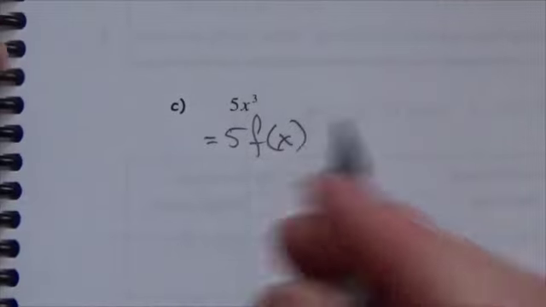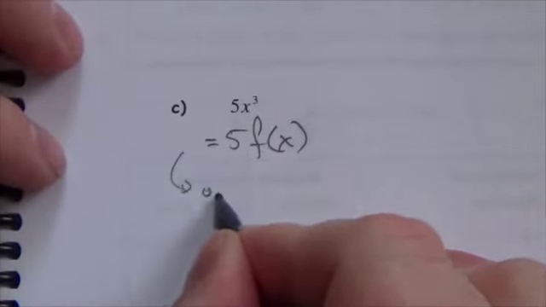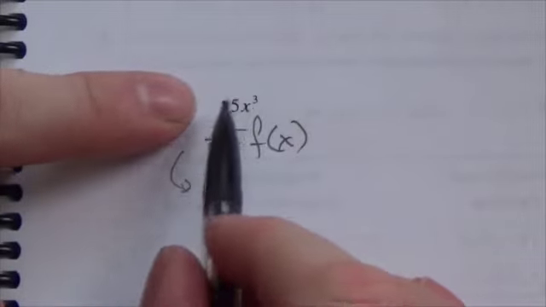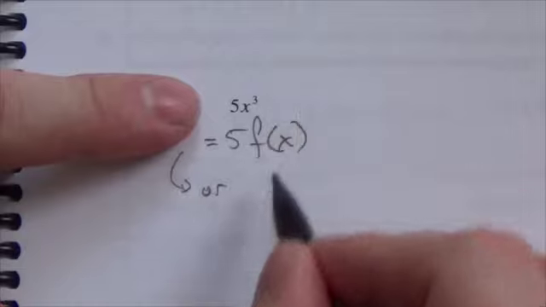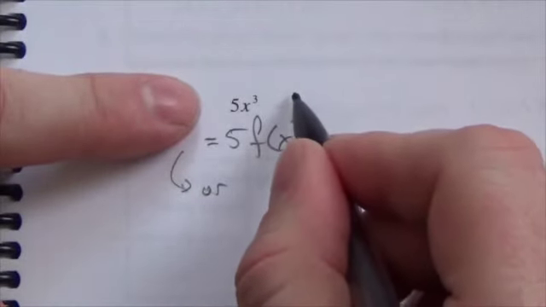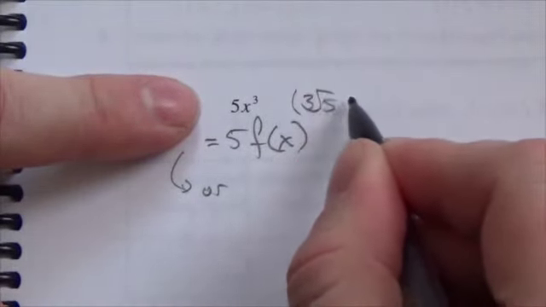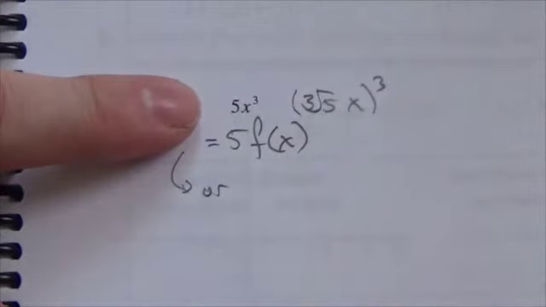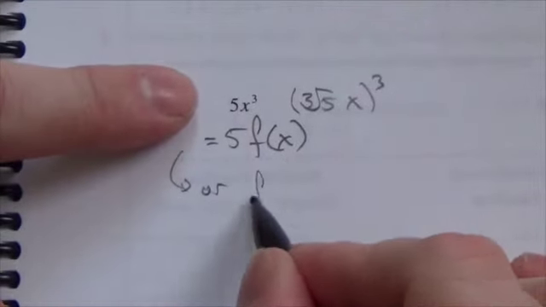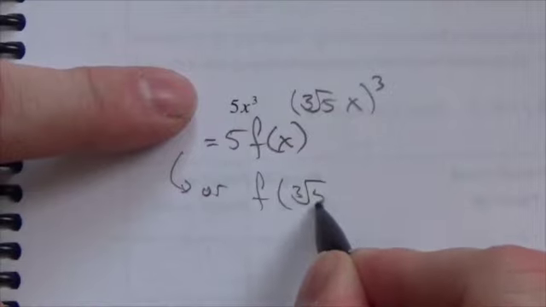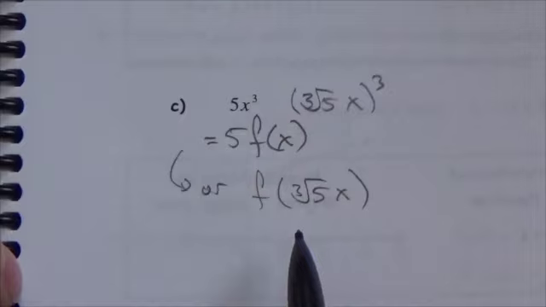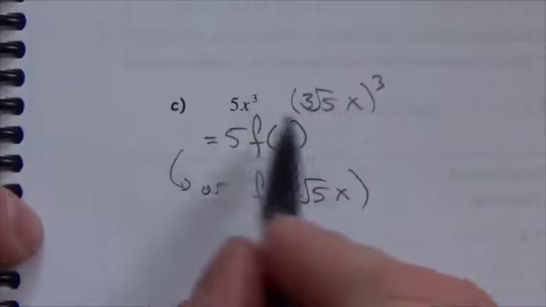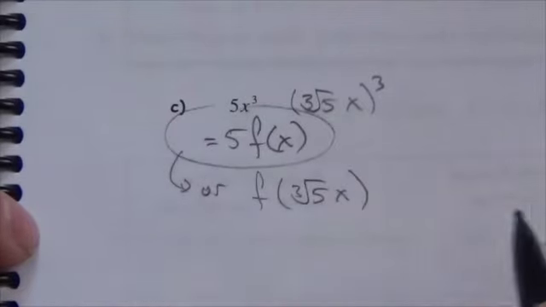Okay? Now, I could think of it as something being cubed to create 5. Like I could have seen this as, for example, the cube root of 5 times x cubed, which would have given me f of the cube root of 5x. However, that's awkward. That is a needlessly awkward way of interpreting that. So this is the more obvious way of doing it, okay?